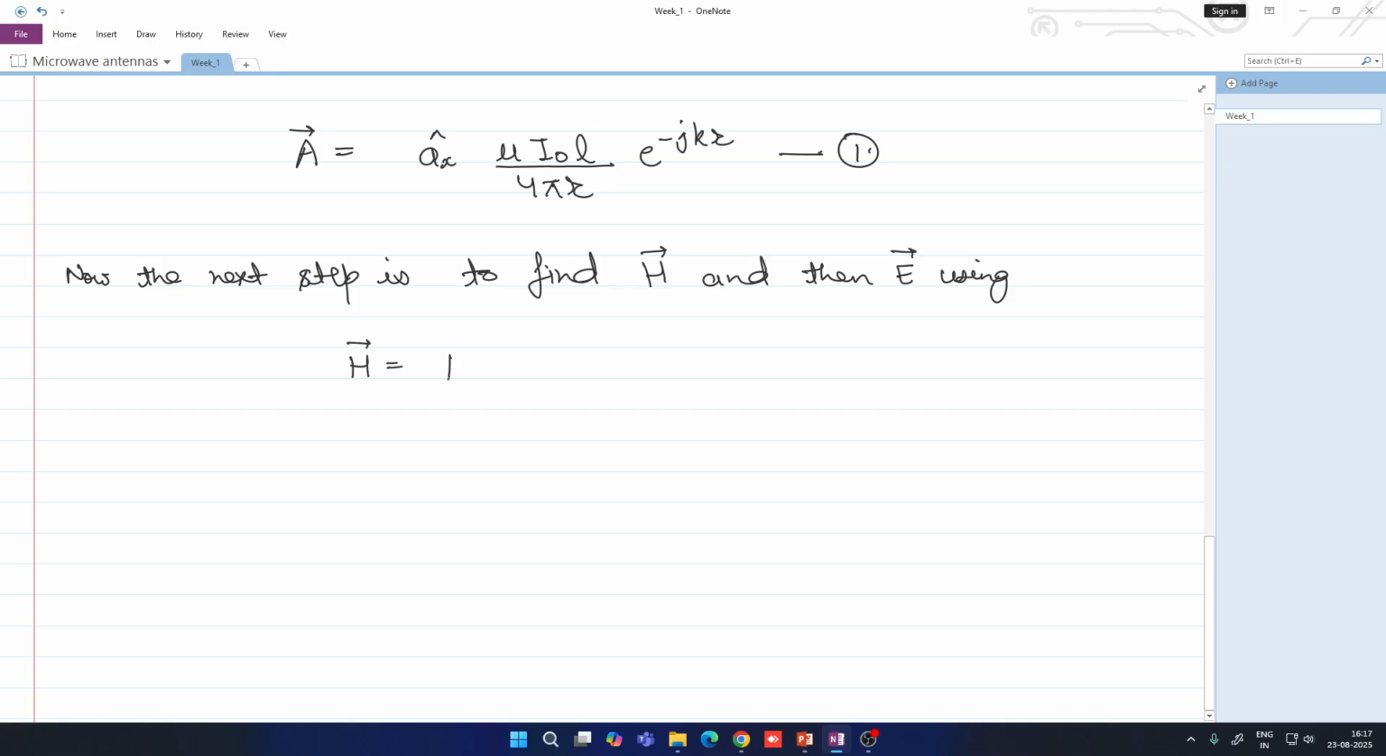H is equal to 1 by mu into del cross A. I hope everybody knows how this equation came, right? If you have any doubt in this, please ask me. It's all been taught in the first lecture of this week. And the electric field is given by minus j omega A minus j 1 by omega mu epsilon del into del A.